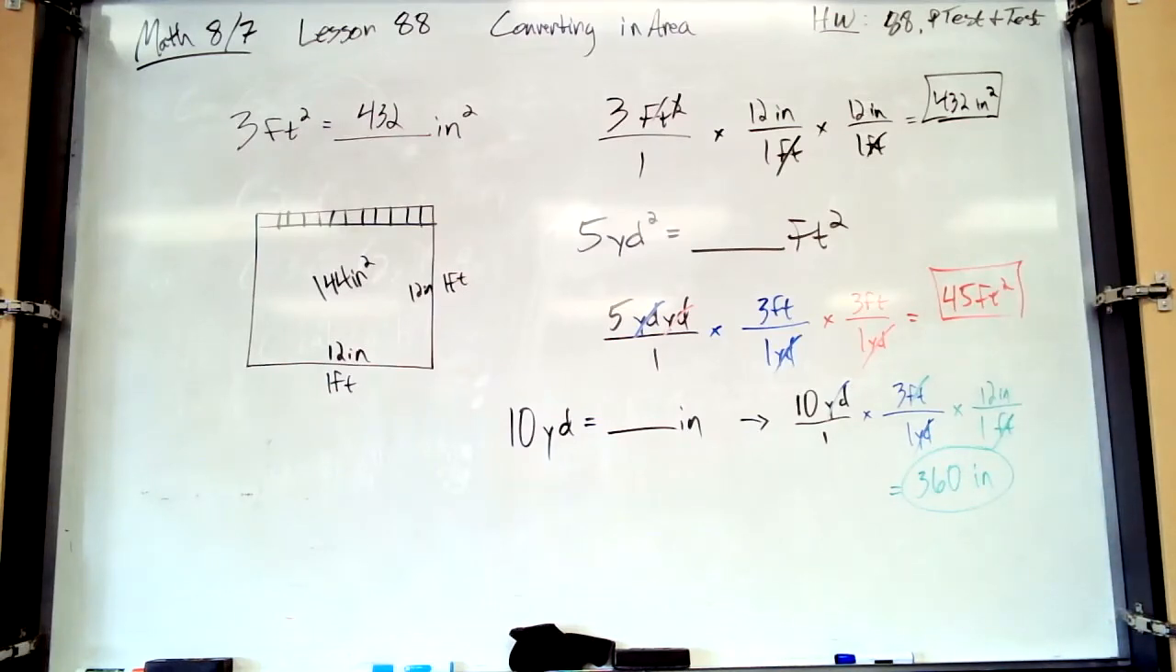That's using unit multipliers. Now you could think about it logically. Well, I have to get from 10 yards to inches. If there's 3 feet in a yard and there's 12 inches in a foot, that means there's 36 inches in 1 yard. Think about a yardstick, 36 inches. So you could just multiply by 36 and be done.